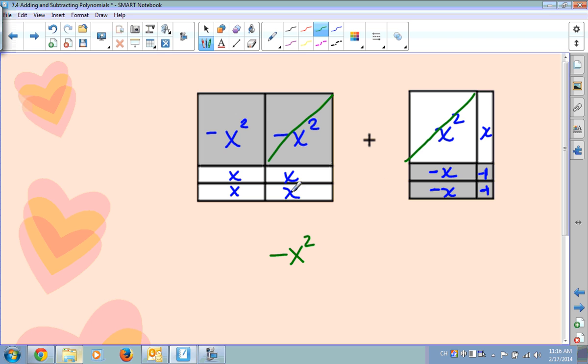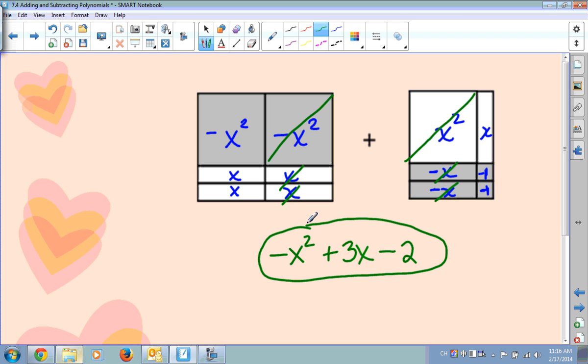Okay, now let's deal with our x's. We have 1, 2, 3, 4, and then 5 positive x's and 2 negative x's. So we have 2 that zero pair out. X and negative x cancel. X and negative x cancel. So we have 1, 2, 3 positive x's. And then what's left? Minus 2. So there we go. Combining like terms at its finest, right?